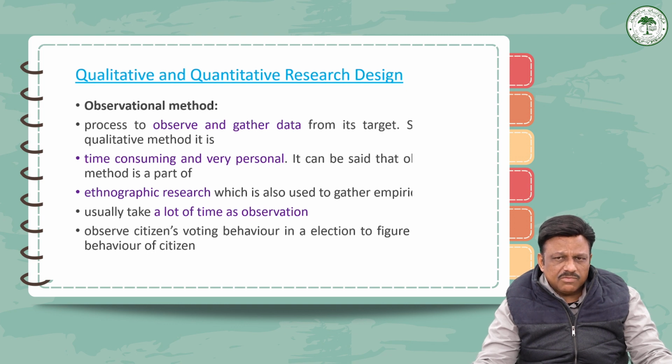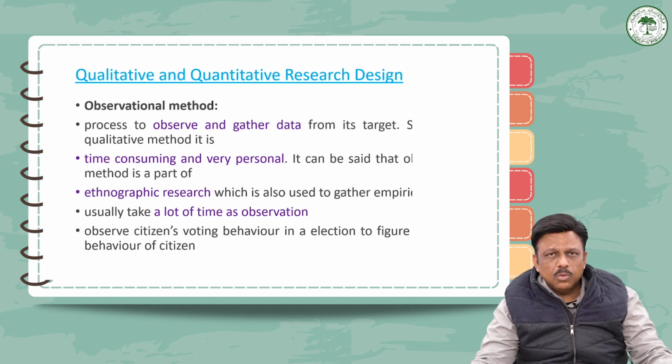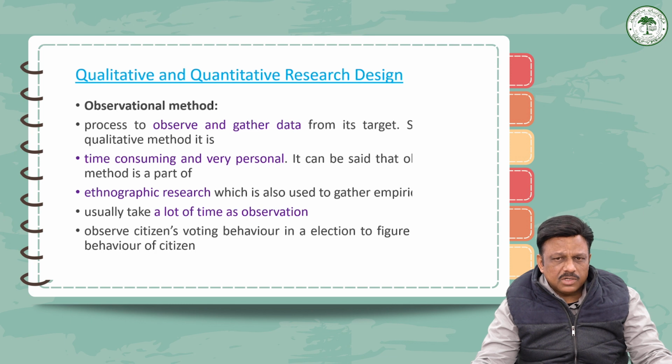some kind of ethnographic research, which is also used to gather empirical evidence. Now, this is usually a qualitative form of research. However, in some cases, it can be quantitative as well, depending on what is being studied. For example, setting up a research to observe a particular leader in conducting foreign affairs of a country. Such research usually takes a lot of time, as observation has to be made for a set amount of time to study patterns or behavior of the subject. Another example widely used nowadays is to observe citizens' voting behavior in elections to figure out the pattern of behavior of citizens.